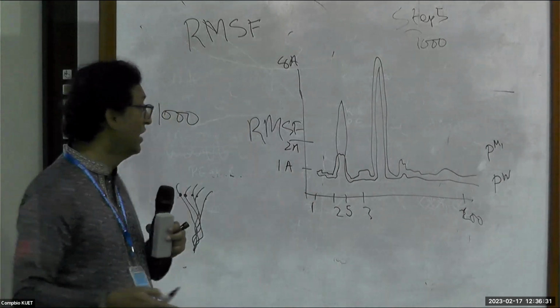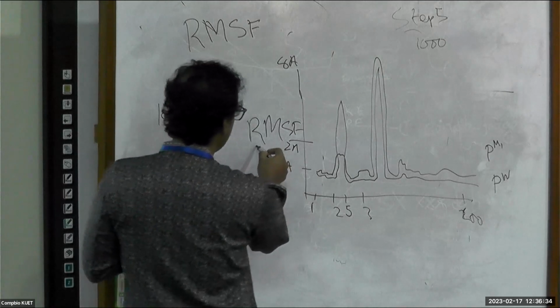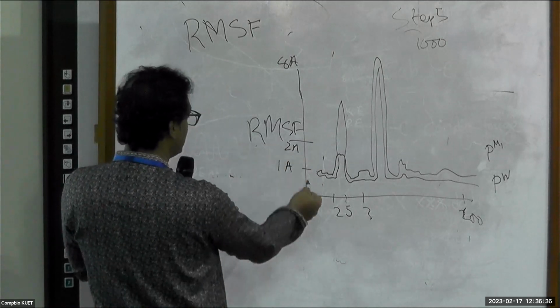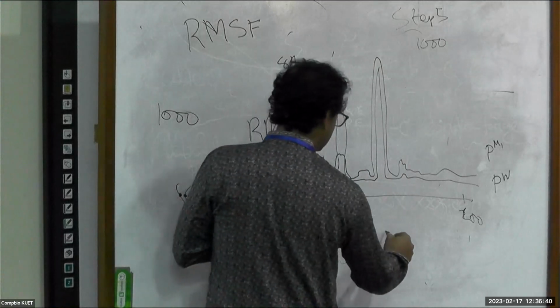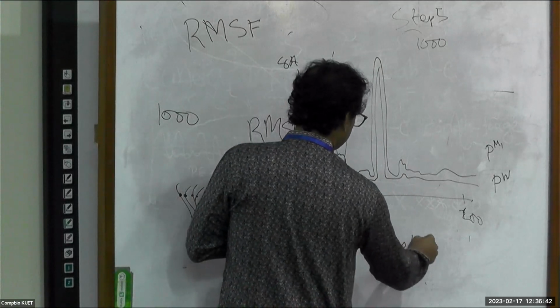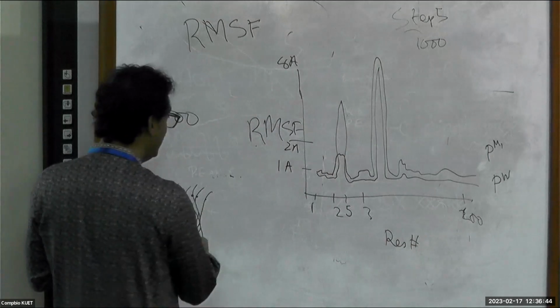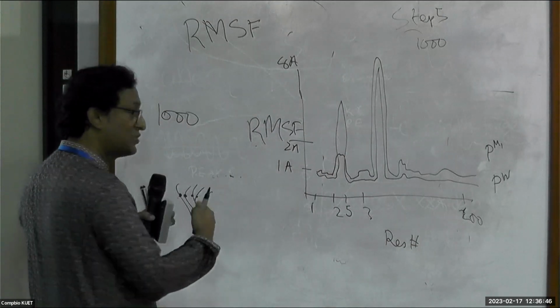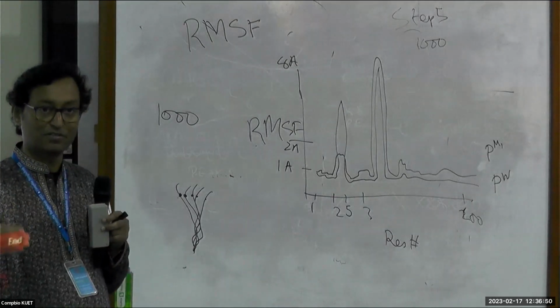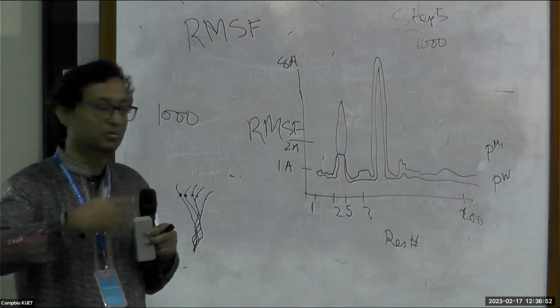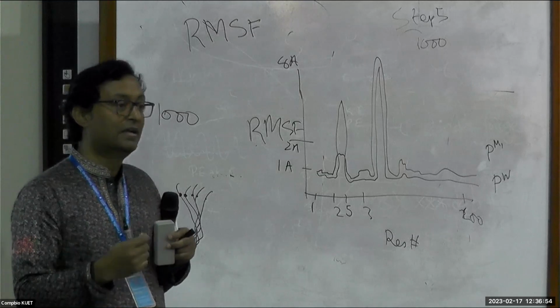So remember, RMSF is the fluctuation of a residue averaged over time. So the x-axis is the residue number. RMSD is averaged over the residues, so the x-axis is the time snapshots. Okay, so these are the two.